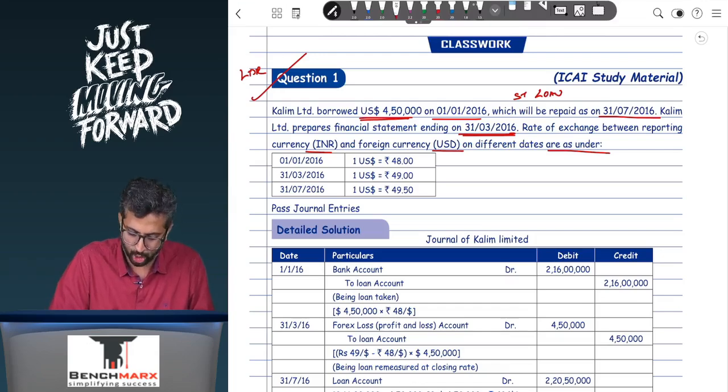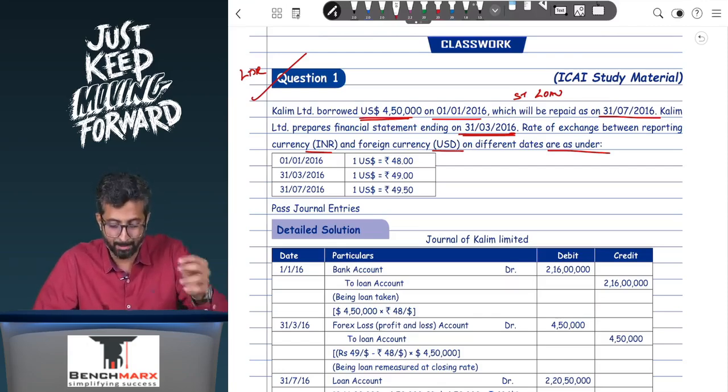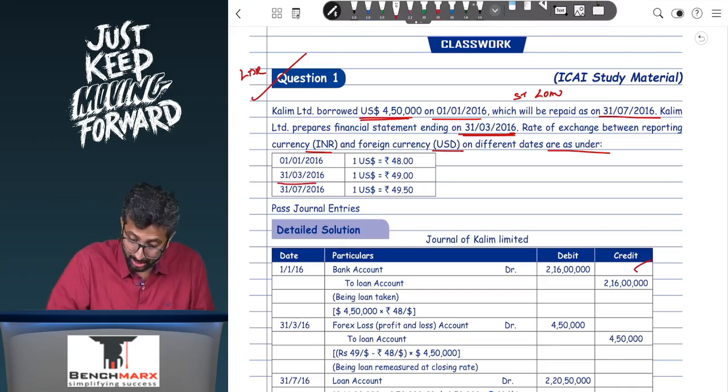So over here you have borrowed $4,50,000. On 1st January, you will take the exchange rate as on the date of transaction, 4,50,000 into 48, that will be 2 crore 16 lakhs. So if you have to pass a journal entry, you will first record the loan, bank account debit to loan, that is 2 crore 16 lakhs first. Now come 31st March, it is a monetary item. This loan is a short-term loan which is a monetary item, and a monetary item has to be restated at the closing rate. Closing rate is 49.